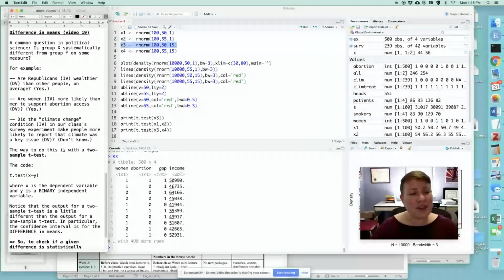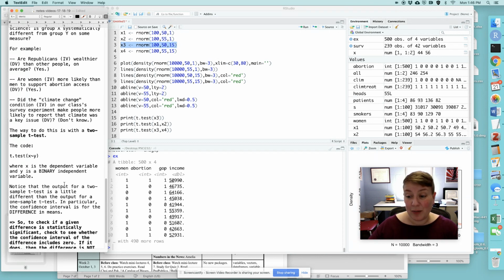And so with a two-sample t-test, we use the code t.test(x ~ y). Tilde is shift and a key in the upper left of your keyboard, just to the left of the number 1. And the code goes t.test(x ~ y).